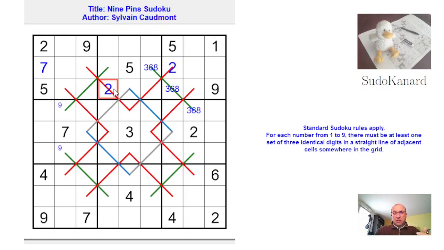A 2 here would just not work, because I know that on this red line there has to be a set of 3 repeating digits. So either this one or this one, but with a 2 here it doesn't work, because 2 can't be here. So 2 won't be repeated on here. And if I try the 2 here, I can't repeat the 2 on this part of the line. So that's not a 2, there's a 2 in one of those 2 places.